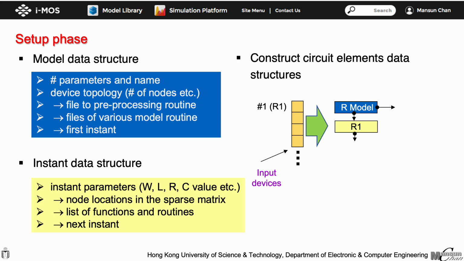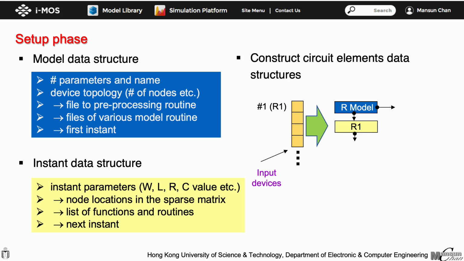The instance data structure contains the instance-related parameters, which are unique to this particular device. These parameters are not shared with other devices of similar type. For example, if you have different resistors made of the same material, they will have the same temperature coefficients but different resistance. The temperature coefficients are stored as the model parameters, which are common to all resistors, while the resistance is stored as the instance parameter.